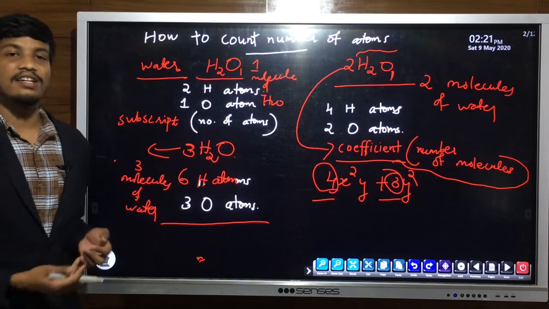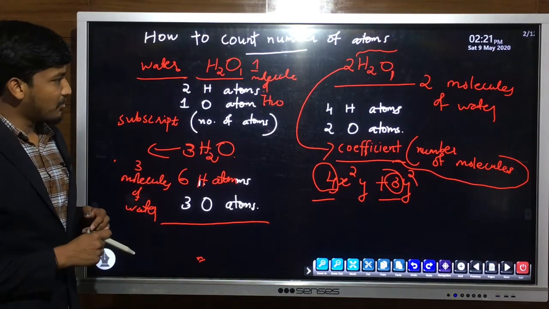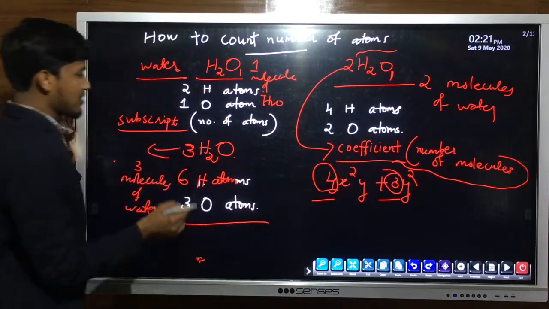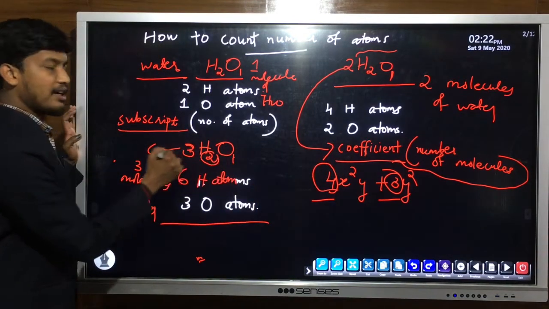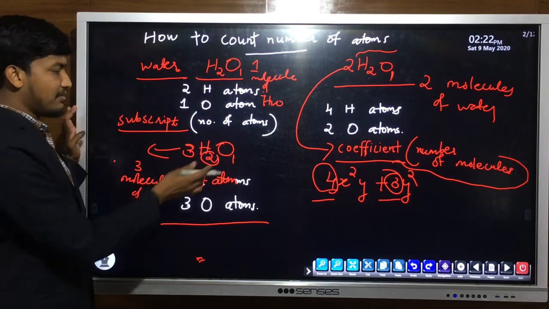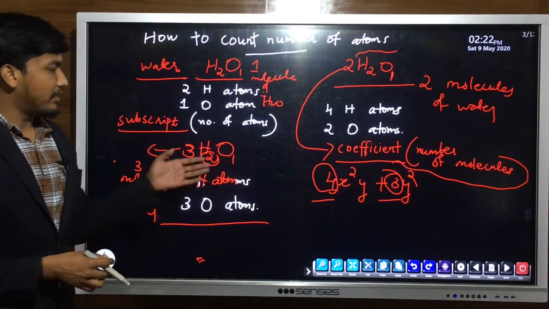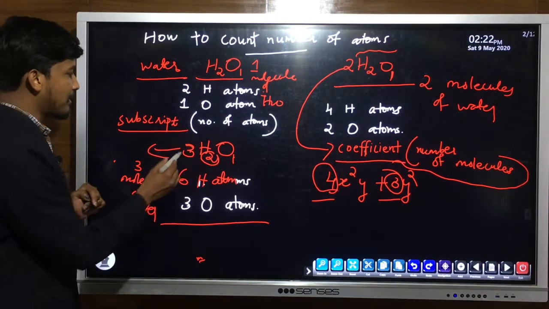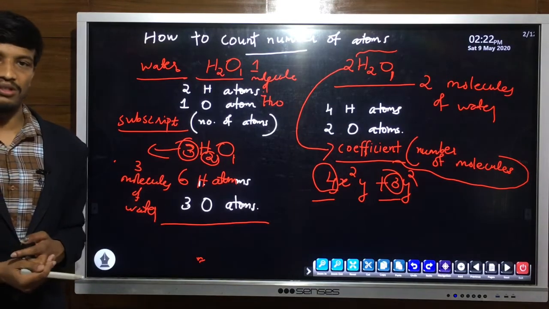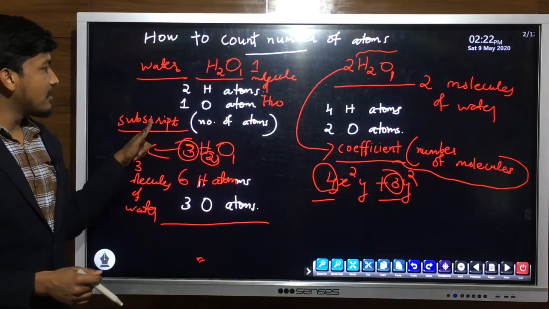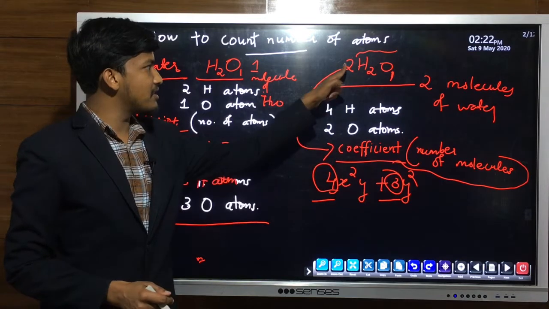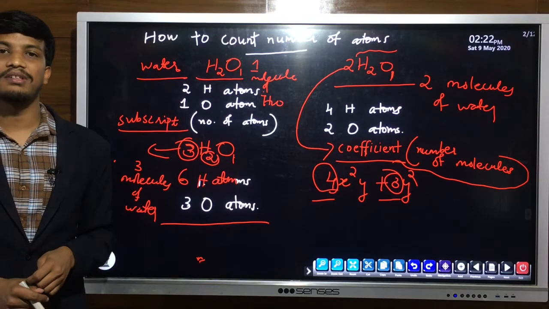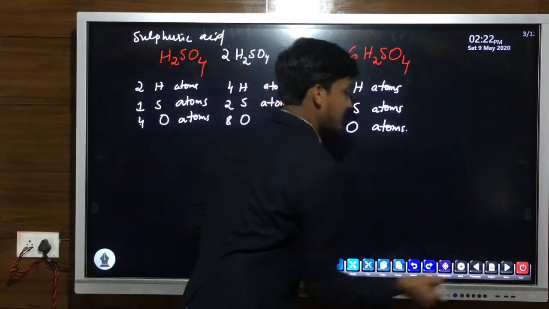So like this we can count the number of atoms, and the important point is the difference between subscript and coefficient. Which is subscript? These numbers 2 or 1 which appear with the symbol of the element are called subscripts. Subscript gives the number of atoms, but coefficient gives the number of molecules. So this is the difference between subscript and coefficient. Now we can move to the next example.